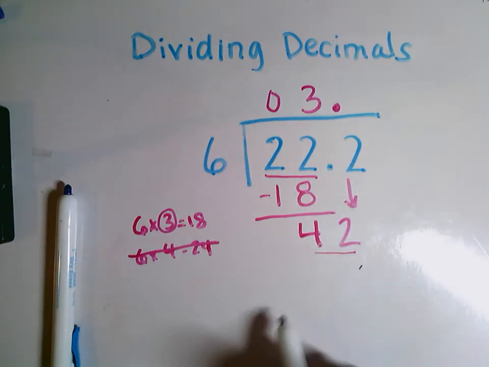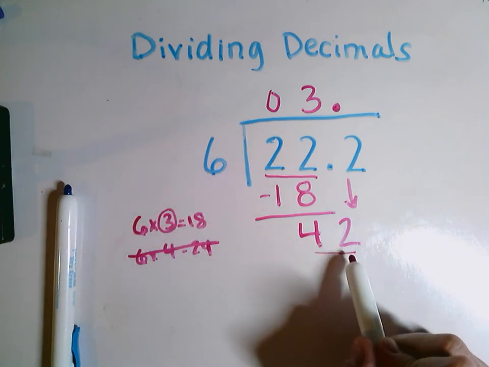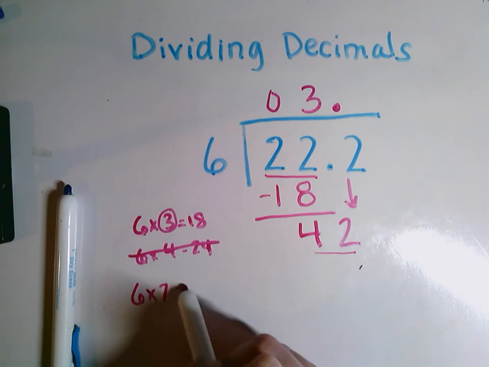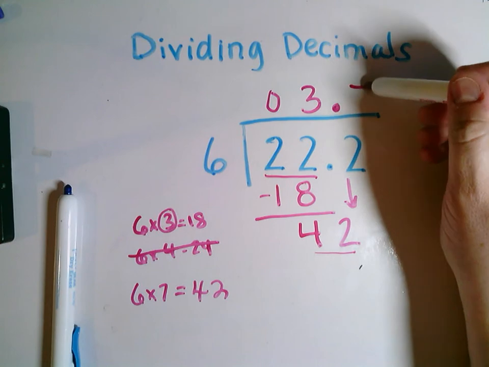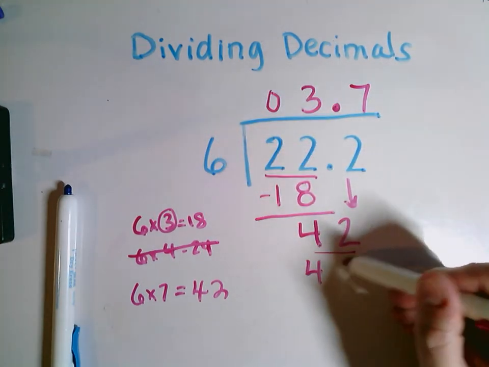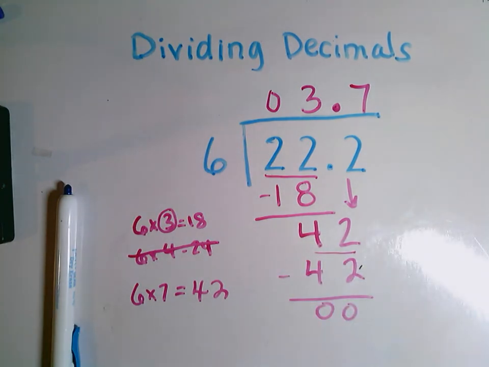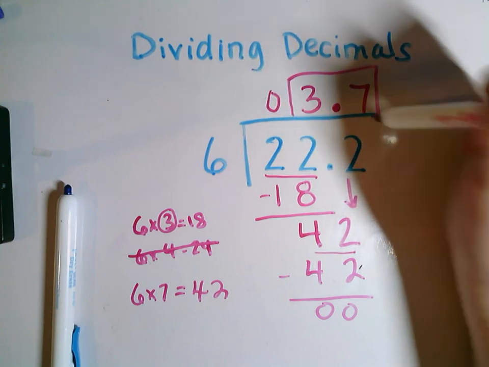42 divided by 6. What times 6 is going to get me close to 42? Now think about those 6 times tables. I know that 6 times 7 equals 42. So I'm going to use a 7 up here. 7 times 6 is 42. And when I subtract, I don't have anything left over, so I know I have completed my answer. So my quotient is 3 7/10.